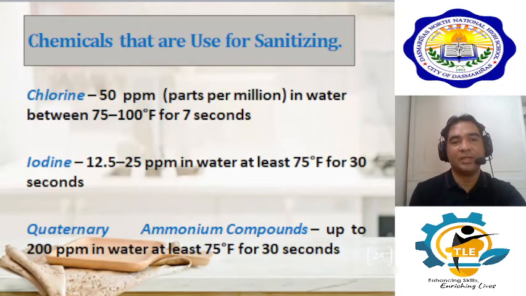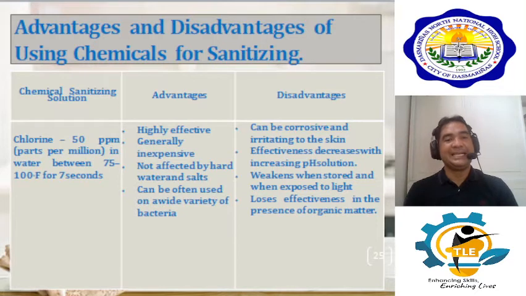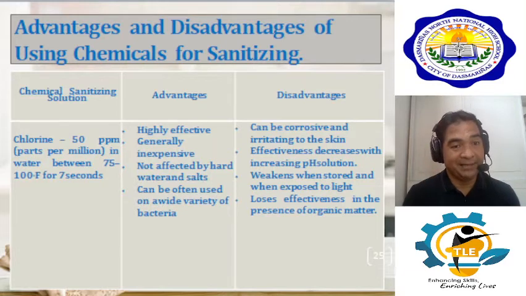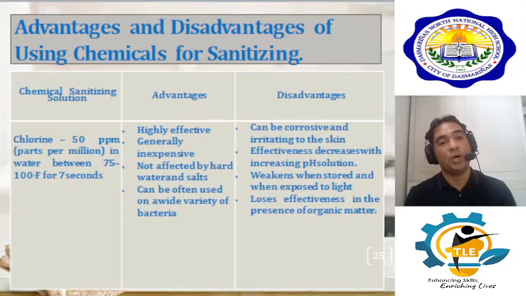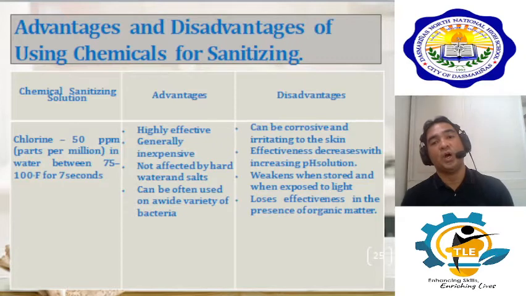Now, moving on, we have the advantages and disadvantages of using chemicals for sanitizing. The advantages of using chlorine: first, it's very effective, and generally, it's inexpensive. You can buy one sachet for 1 peso. Then you can mix it up and make a chlorine solution, so you can use it for disinfection. Another advantage is that it is not affected by hard water and salts. It can be used on a wide variety of bacteria.